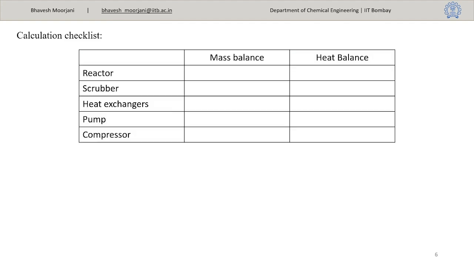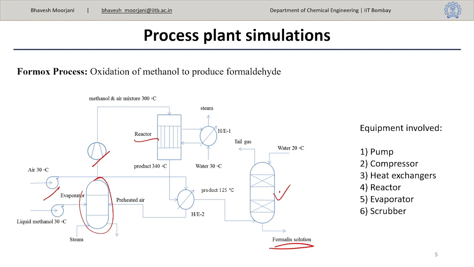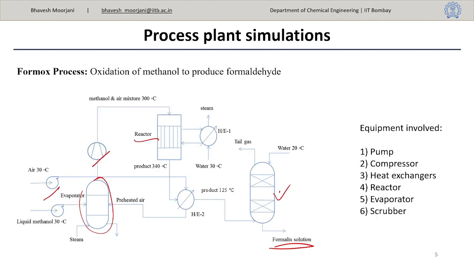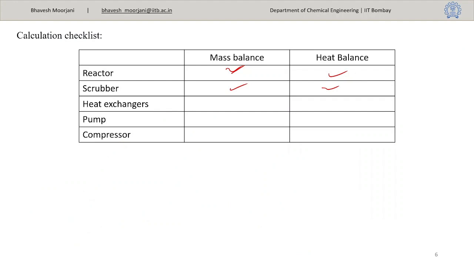For the reactor we will need a mass balance, as well as a heat balance. If I talk about the scrubber, we are putting in water and formaldehyde is absorbed and we get a formalin solution, so that is a mass balance. There will also be heat exchange between the cold water and the fumes, with the product coming at 125 degrees centigrade. So a heat balance is also there.